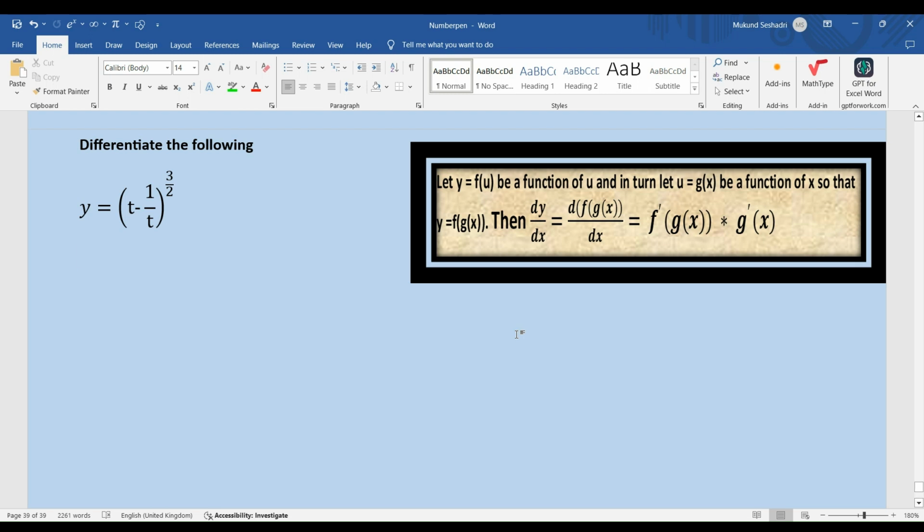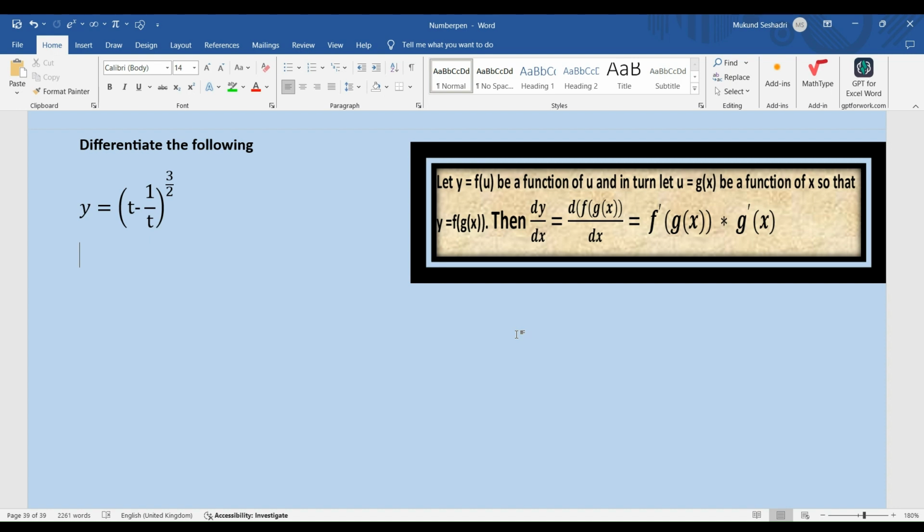So there we have the problem on our screen. Differentiate the following: y equals (t minus 1 by t) the whole power 3 by 2, right? So an approach to this problem would be, can I make a substitution that will reduce y to a function whose derivative I'm quite familiar with from first principles, right? So I have y equals (t minus 1 by t) the whole power 3 by 2. So what is that substitution I'll have to make?